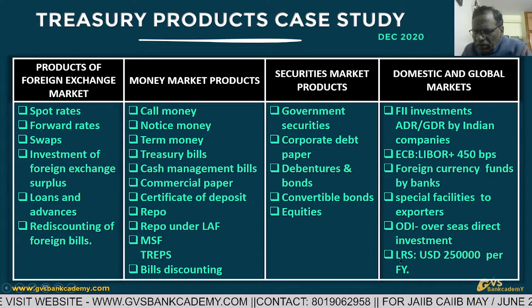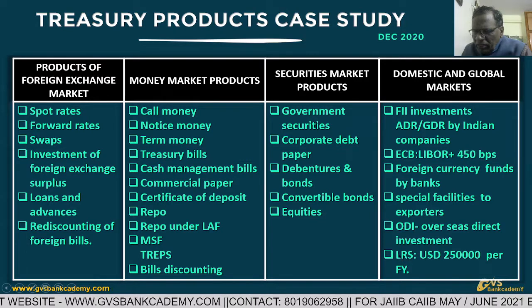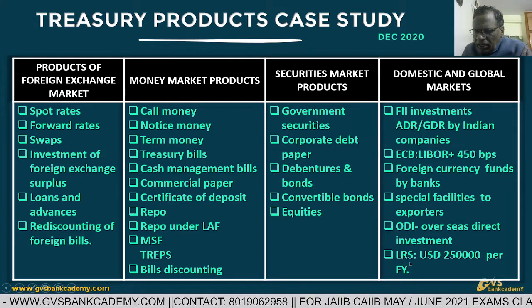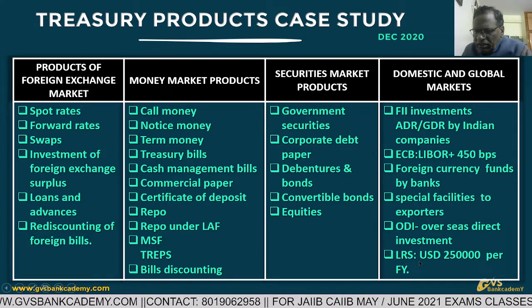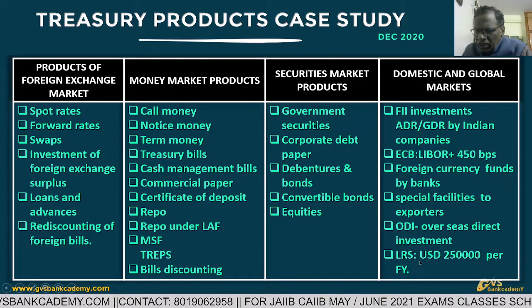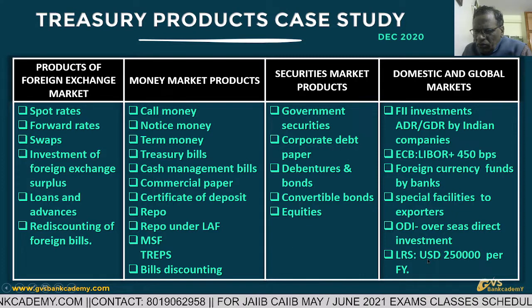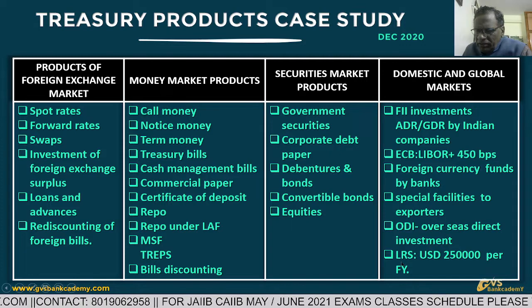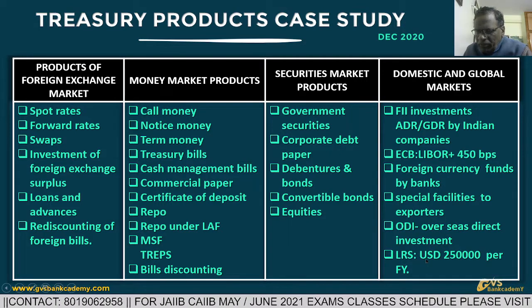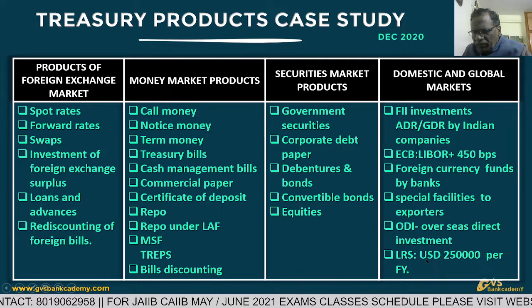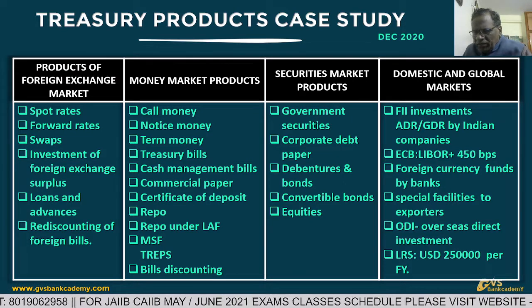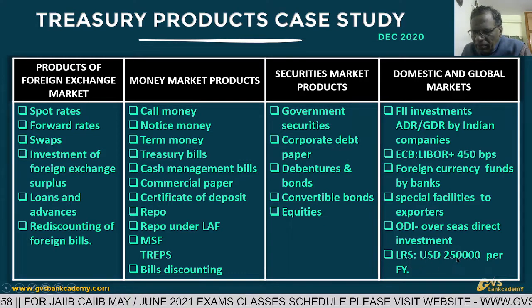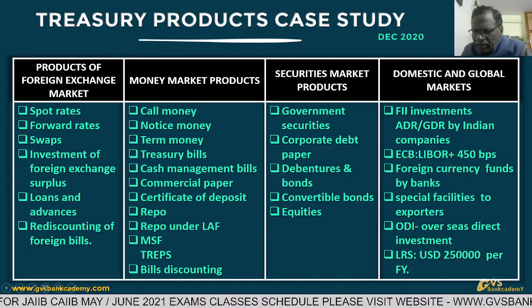Last point is LRS, Liberalized Remittance Scheme. Compulsory question in all the exams. Under LRS, individuals and proprietorship firms are allowed to remit under this scheme US dollar 2,50,000 per financial year. This LRS is only applicable to individuals and proprietorships. This is not applicable to partnership, HUF, firms, companies. What is mandatory? Income tax number is mandatory.